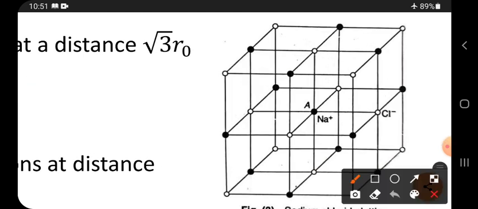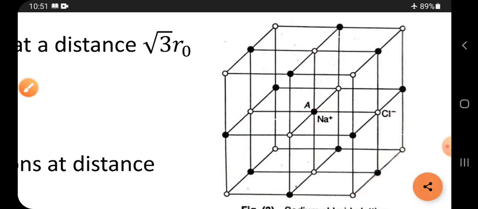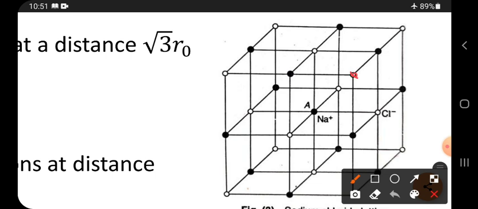So at the beginning I explained what these things are, and this 6 I explained. 6 means those which are at faces only. So the faces are covered. Why? Because they are at r naught distance only. But if you observe at the corners, what do we have at the corners? We have chlorine ions. So how many corners are present? Actually 8 corners are present. So 8 Cl minus are present at 8 corners, but the distance is important. What distance? Root 3 r naught distance we have to prove.